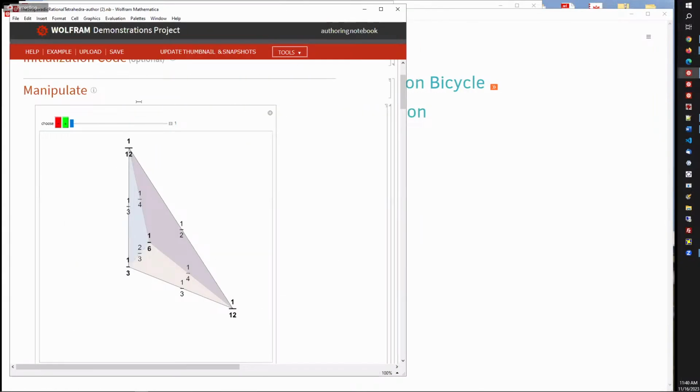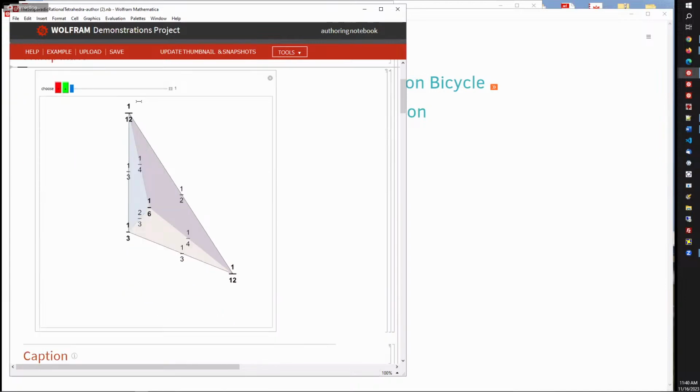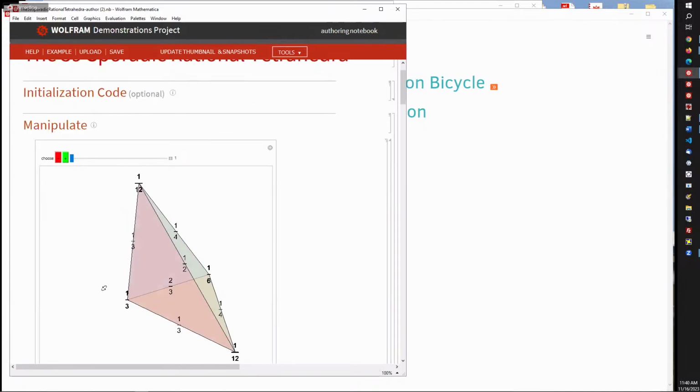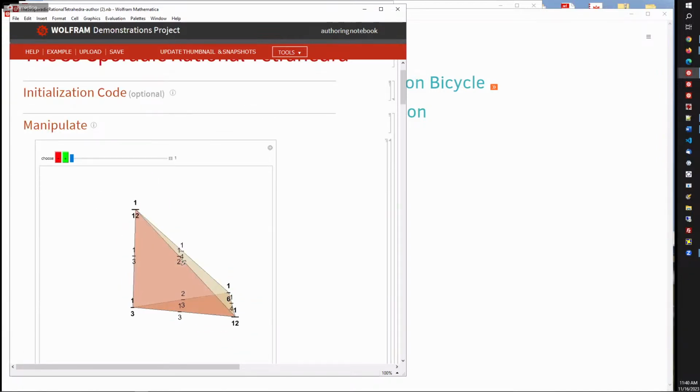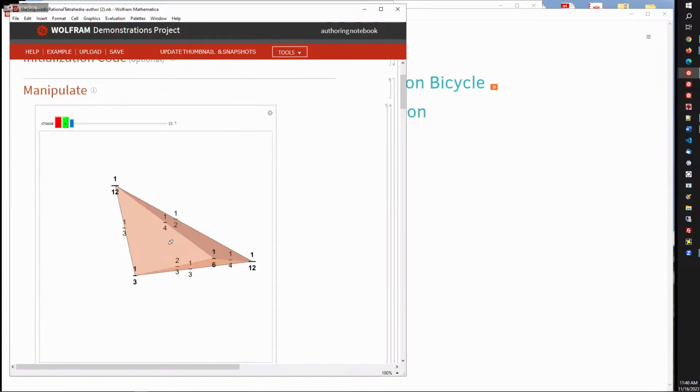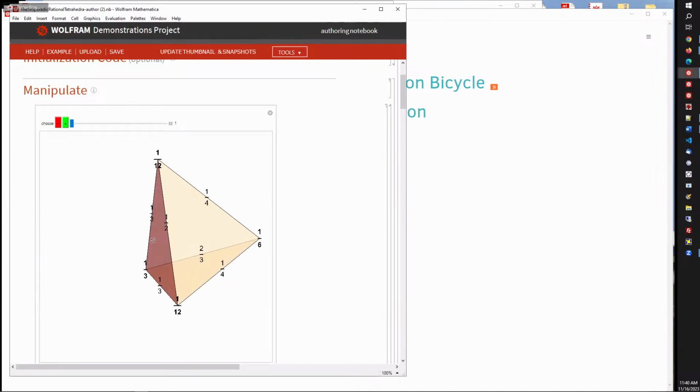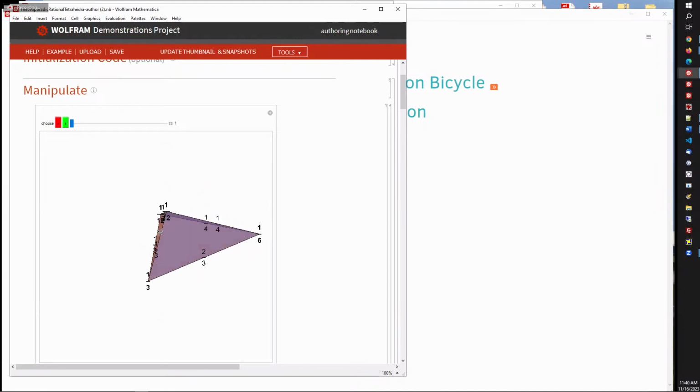Let's see here. In a talk recently, I mentioned that the rational sporadic tetrahedra had been enumerated. There's 59 of them. What that means is all of the dihedral angles of this tetrahedron are fractions of pi.